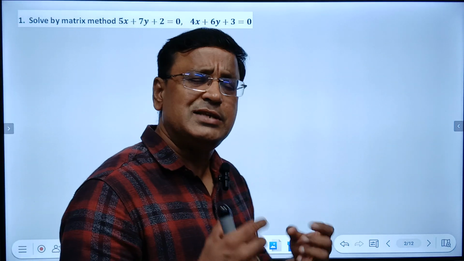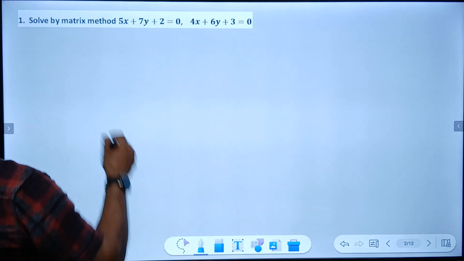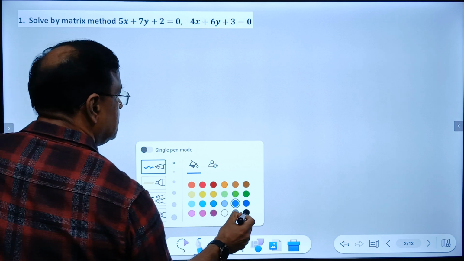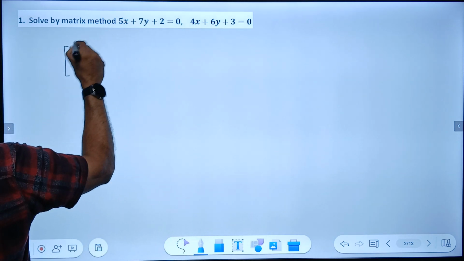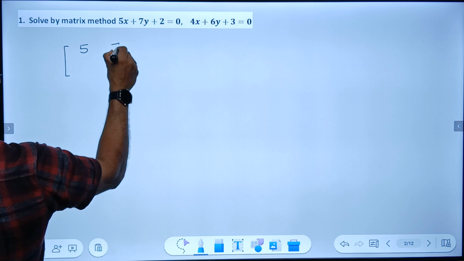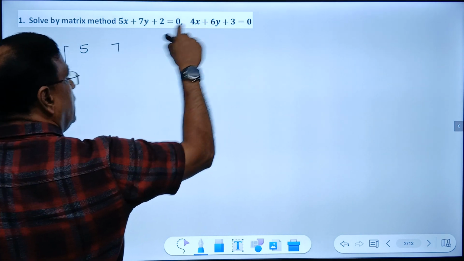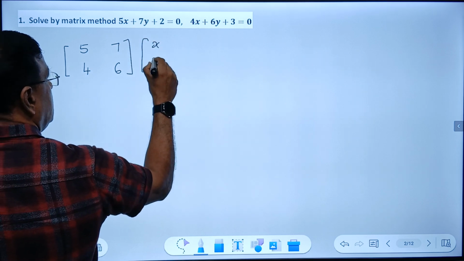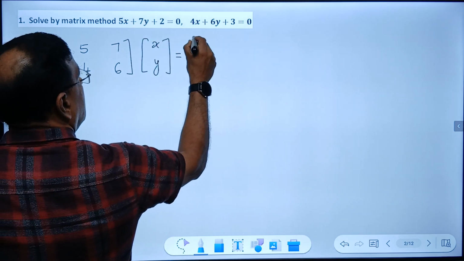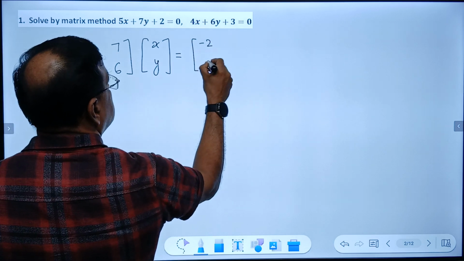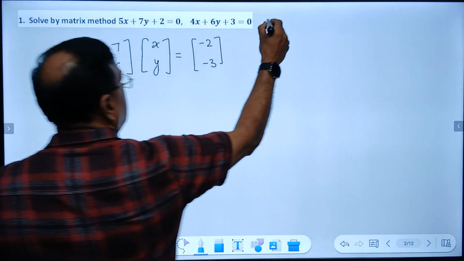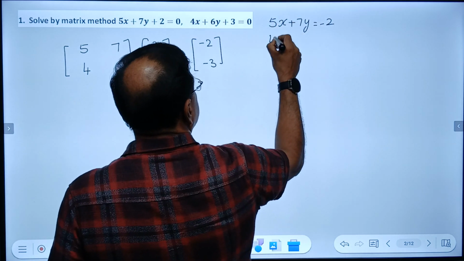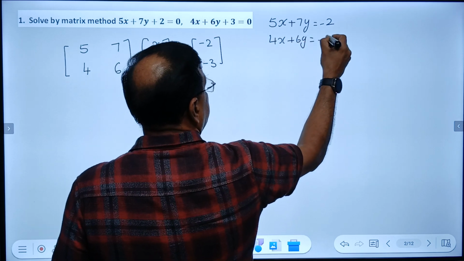Now how do I solve this? It is exactly like how you did 3 equations and 3 unknowns. All that you need to do is first find the coefficients of x, y, z. Here the coefficients of x and y, there is no z, are 5 and 7. In the second, the coefficients of x and y are 4 and 6. Remember, this is exactly what we did in 3 by 3, and the constants are -2 and -3. I take them to the other side, so I write the equations as 5x plus 7y equal to -2 and 4x plus 6y equal to -3.